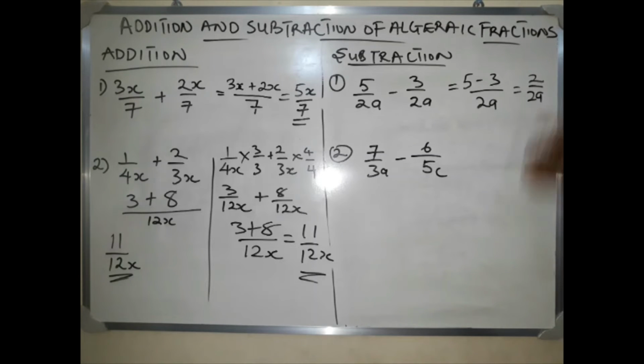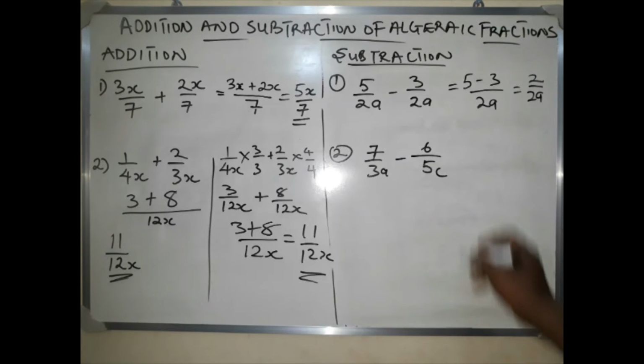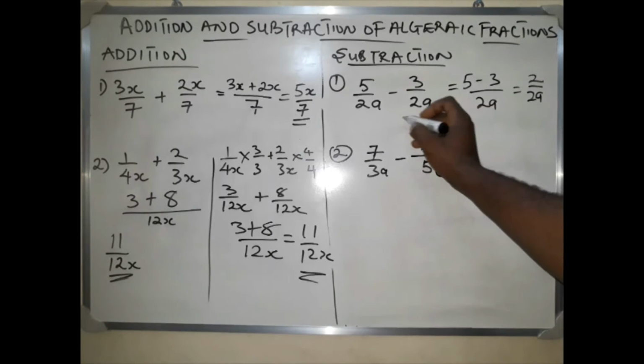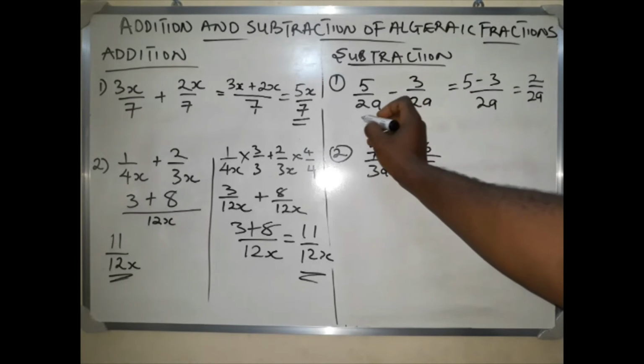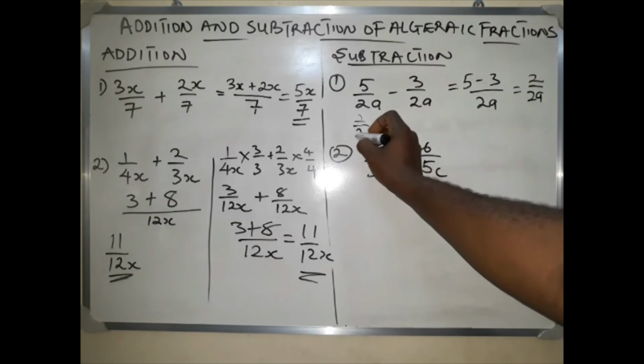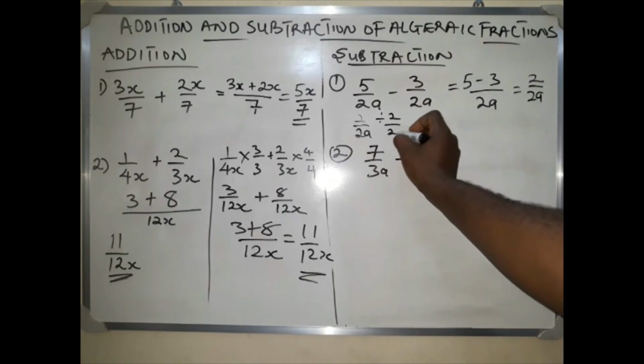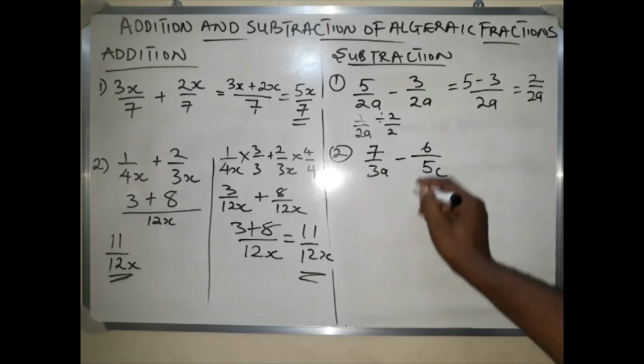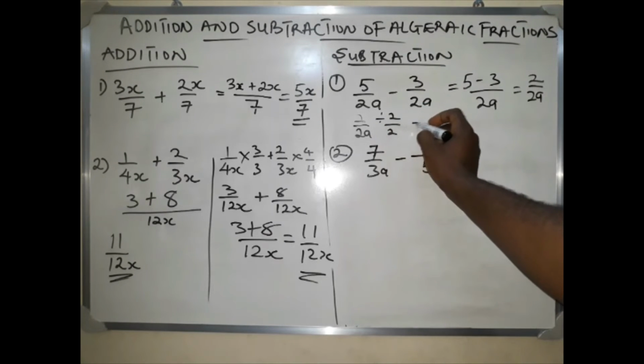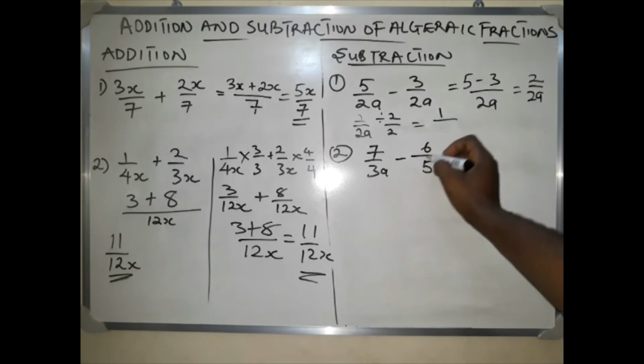So in this case, we're going to have to reduce what we've gotten as our answer to the lowest term. How do we do that? We do that by dividing both the numerator and denominator by its common factor. So we have 2 all over 2a. We now say divided by 2, since 2 is the common factor. So 2 divided by 2 is 1.